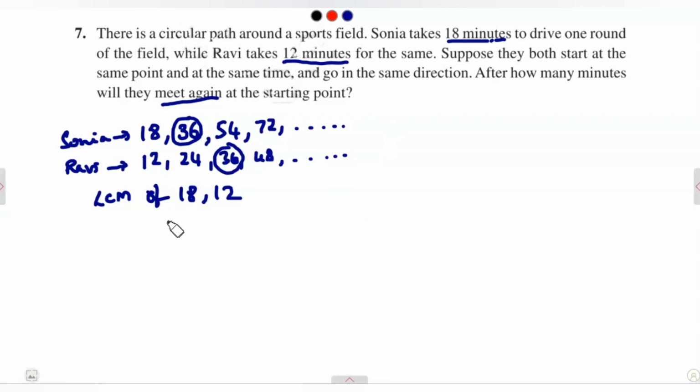So that you can also find by the prime factorization method. We need to find the LCM of 18 and 12, that means the first coming multiple of both 18 and 12. By prime factorization, 18 is equal to 2 into 3 into 3. 2 3s are 6, 6 3s are 18. Similarly, 12 we can write as 2 into 2 into 3. 2 2s 4, 4 3s 12.